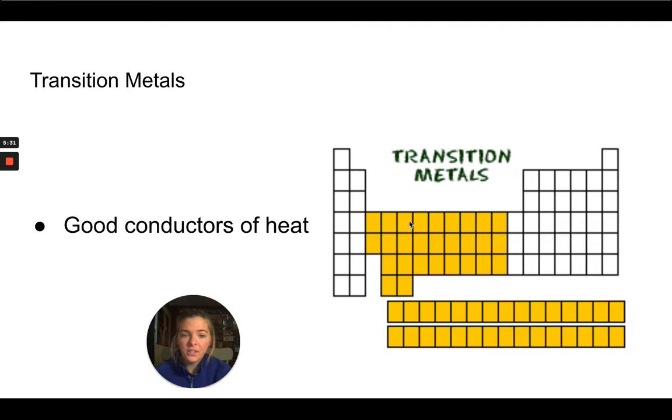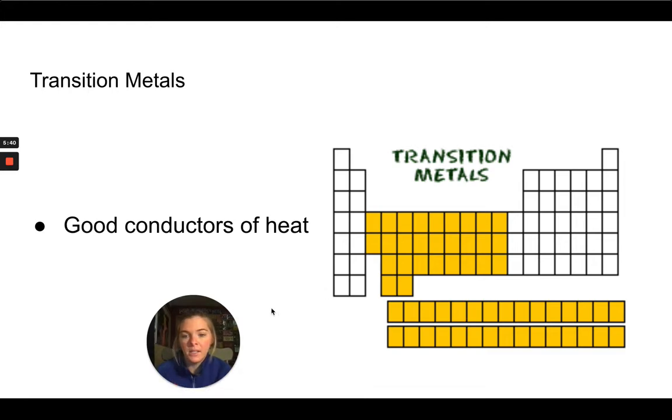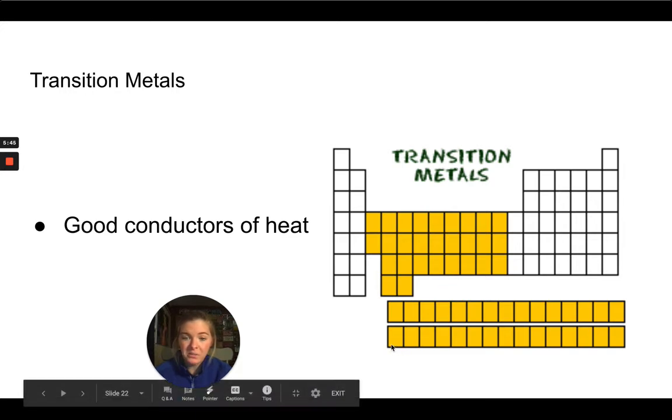And then transition metals are everything in the middle. Okay, they're good conductors of heat. They're just metals that can be used for other things. Okay, they're called transition metals. If we're ever dealing with valence electrons or anything with transition metals, don't worry about them.